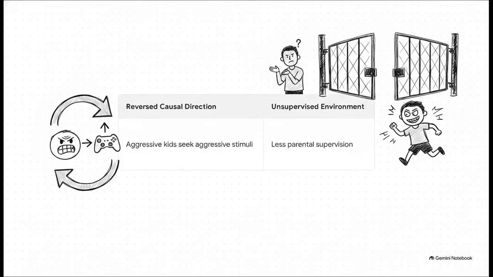And this brilliantly illustrates why jumping to that conclusion is so dangerous. For instance, we could be looking at a reversed causal direction. Perhaps aggressive children just naturally seek out more aggressive stimuli. The aggression caused the game playing, not the other way around. Or hey, we could be looking at a third variable altogether, an unsupervised environment. Parents who allow violent games might just provide less supervision overall, making kids feel less inhibited to act out. See? Two completely valid alternative explanations that totally destroy that initial assumption.